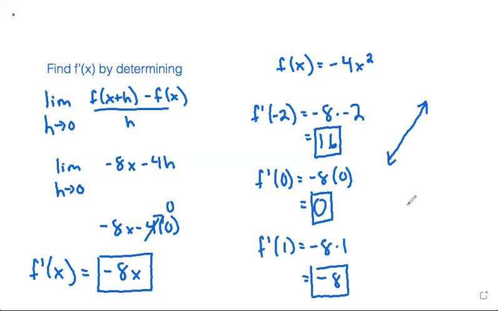At 0, my slope of my tangent line is going to be 0. So it's going to be a straight horizontal line. And then at 1, now my slope is negative. So I'm going to have a negatively sloping, or going down from left to right, tangent line at x equal to 1.